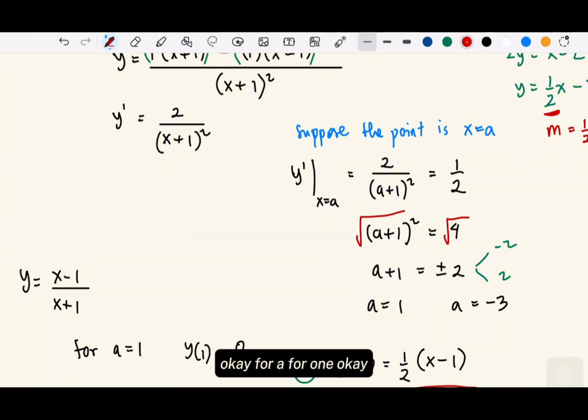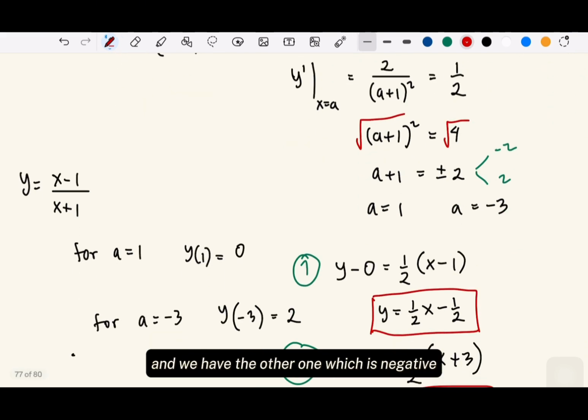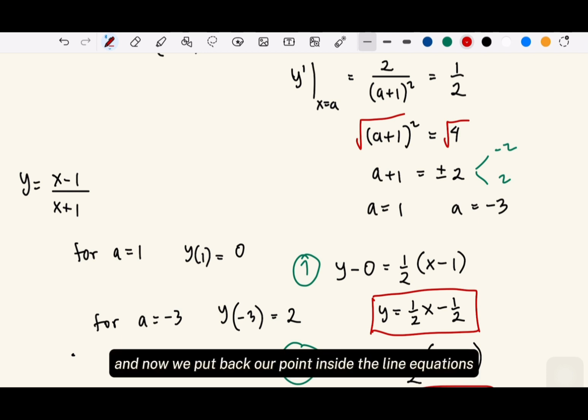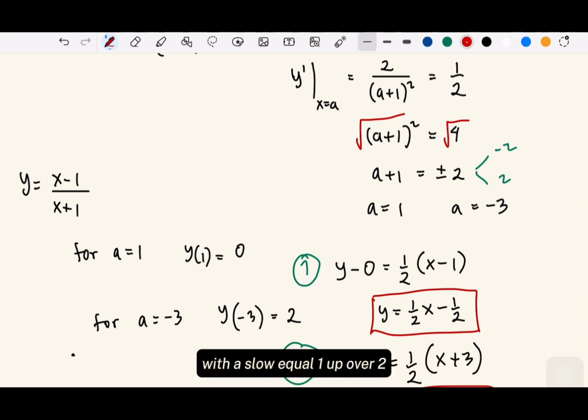Okay, for a equal 1, we put here 0. So we have 1, 0, that's our point. And we have the other one, which is -3 and 2. That's our point. And now we put back our point inside the line equations with the slope equal 1 over 2. So we get these 2 line equations.